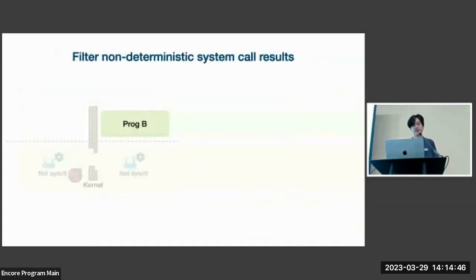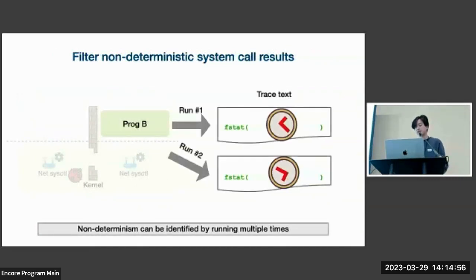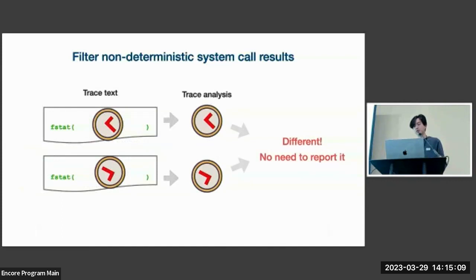Our idea is that non-deterministic results can be identified by rerunning the same execution multiple times. So here we run program B alone without any other containers, two times. In this case, B can never be affected by any functional interference bug. If we still find that the traces are different, then we conclude that such difference is caused by non-determinism, so we don't report such results.